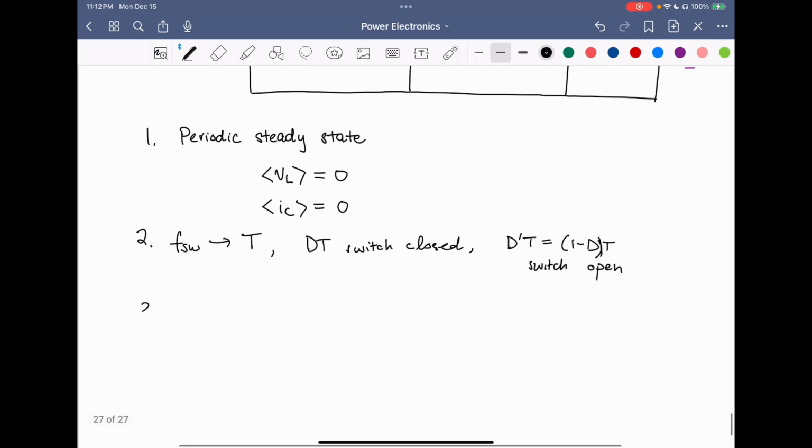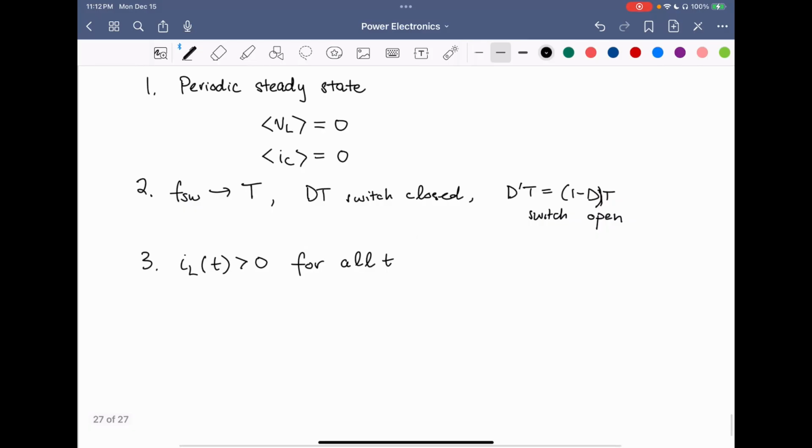Now, the third assumption we're going to make is that the inductor current IL(t) is going to be continuous, which is equivalent to saying that the inductor current is always positive. So IL(t) is greater than 0 for all t. This is called the continuous current mode. In this first basic analysis, we're going to assume continuous current mode, but in the next analysis, I'm going to do it for the discontinuous current mode.